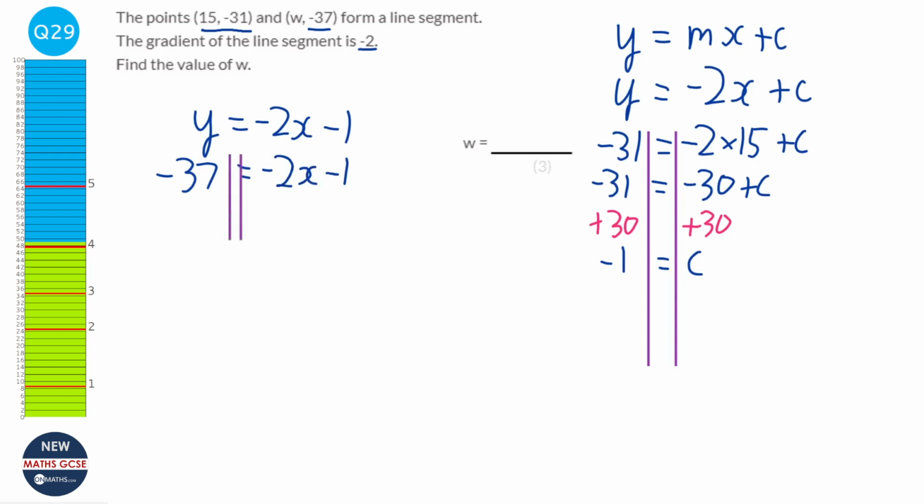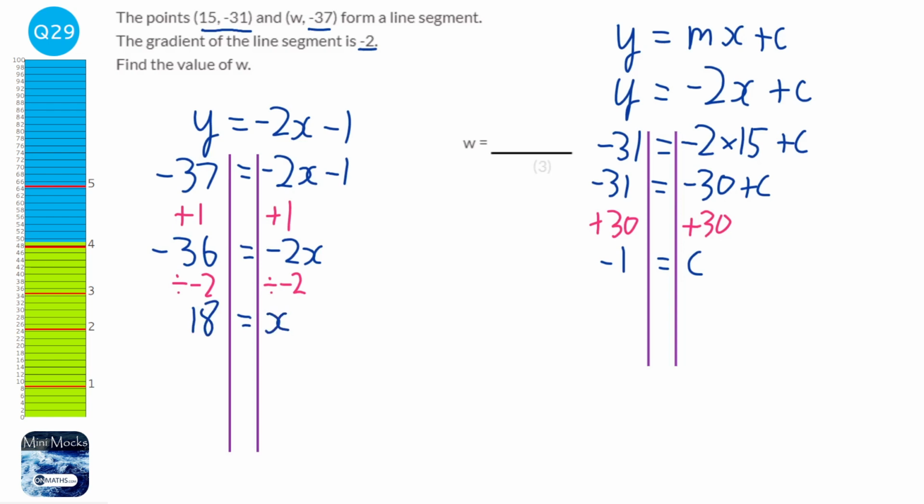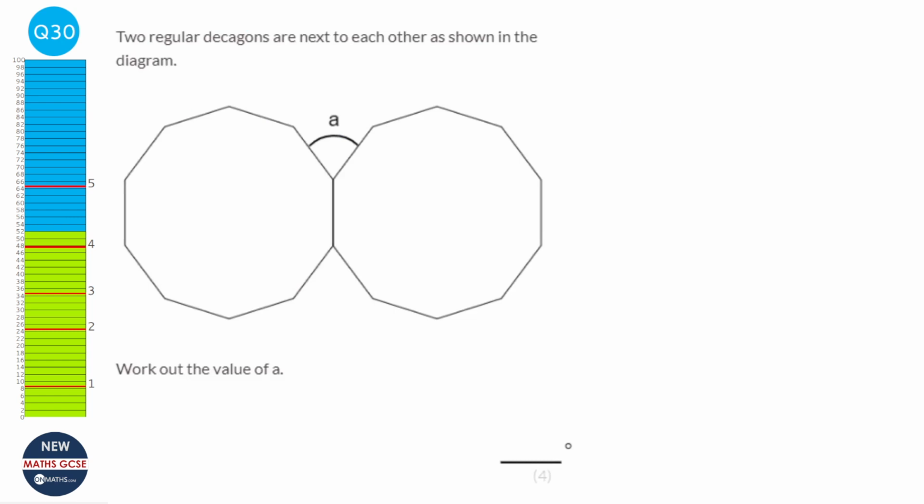So let's get our solving lines in. Okay, so the first thing I'm going to do is add 1 to both sides. And so it would be -36 equals -2x. I'm going to now divide everything by -2. And a negative divided by a negative is positive. 36 divided by 2 is 18. And then obviously that gets rid of the coefficient of the x, so it's just x. So x equals 18. So the x value is 18 and the x value is the w value. So w is 18.